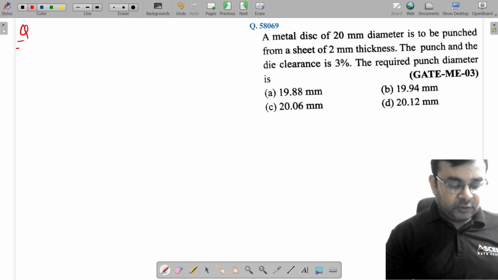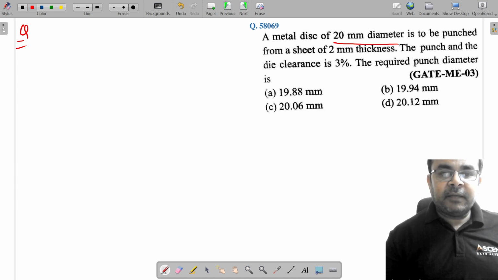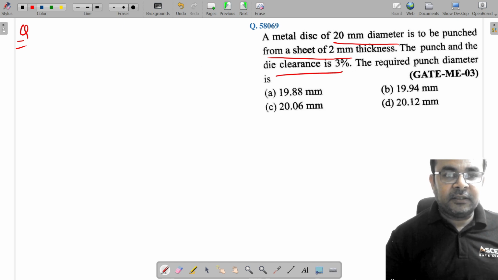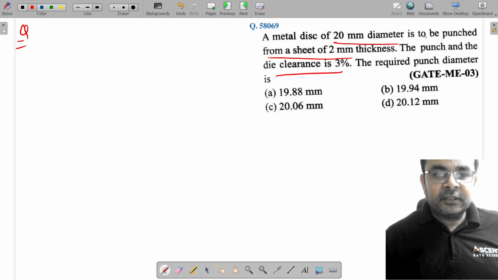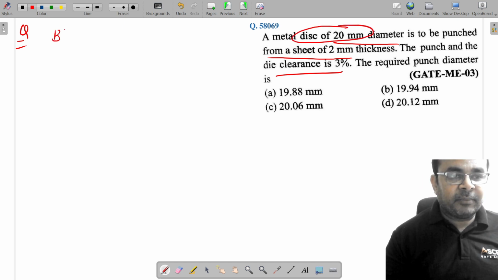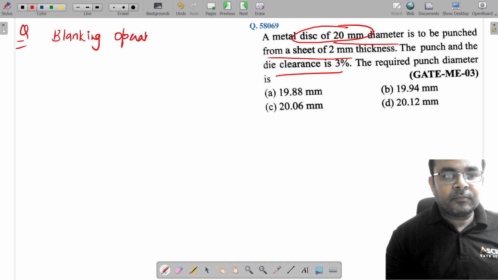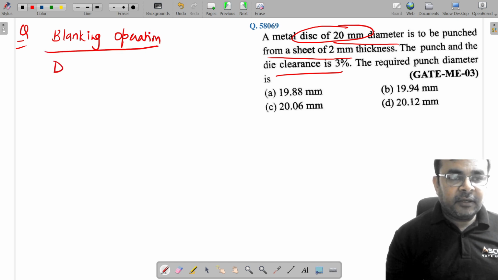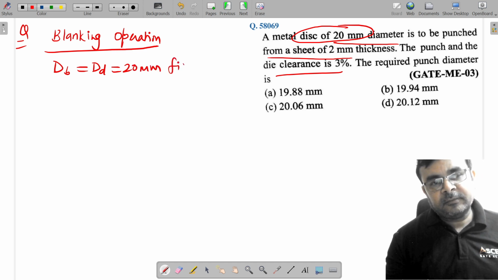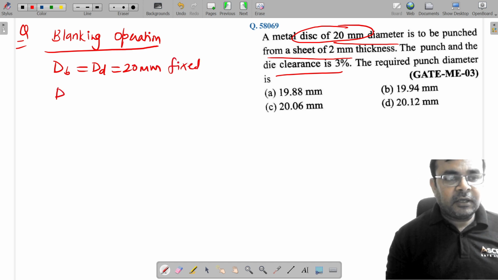Okay, so what about this question? A metal disc of 20 mm diameter is to be punched from a sheet of 2 mm thickness. The punch and die clearance is given, and we need the required punch diameter. So this 20 mm diameter metal disc is to be punched, so you can say this is a blanking operation. Correct? In this, the diameter of the blank is equal to the diameter of the die, which is 20 mm, and this is fixed. So we need to calculate the diameter of the punch.